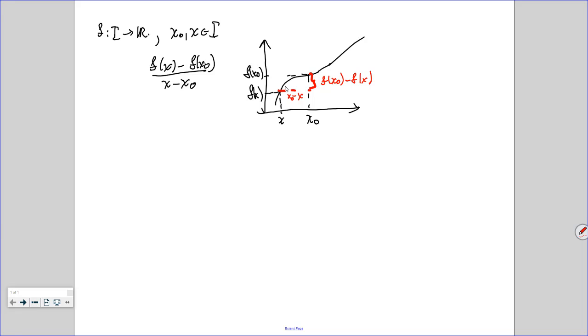Then the quotient is the slope of the chord determined by the point (x, f(x)) and the point (x0, f(x0)). In other words, the quotient is the average rate of change of f on the interval with endpoints x and x0. The usual definition of the derivative is the following.